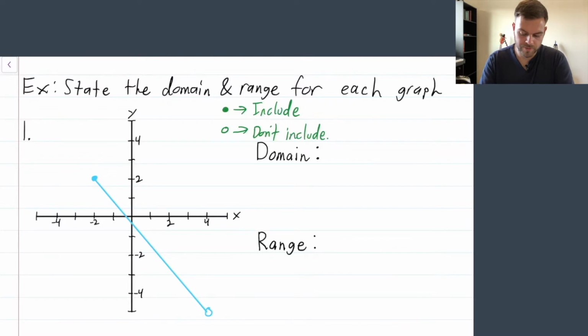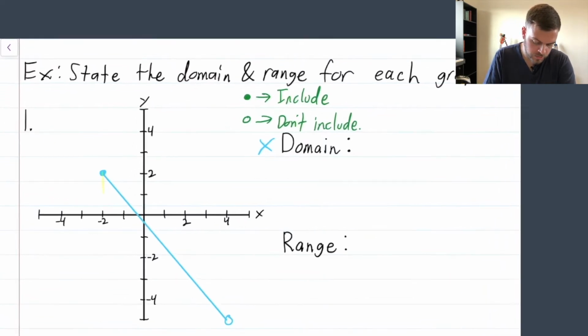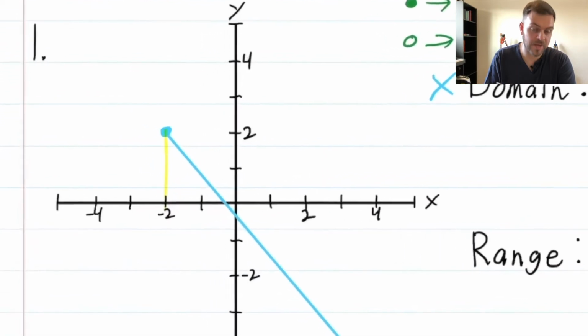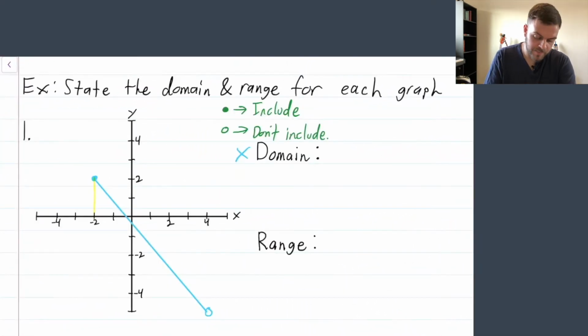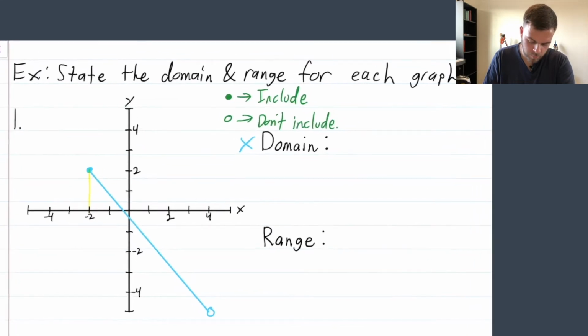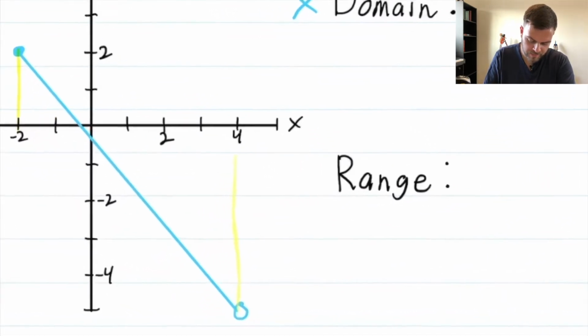Starting with the domain here, remember you want to be thinking about x values. So domain is all the x values. I'll write a little x next to it to remind us. Starting at the left, we can see that this closed circle starts at the x value of -2. And if we keep going along the line, we can see that it stops at the open circle, which has the x value of 4.